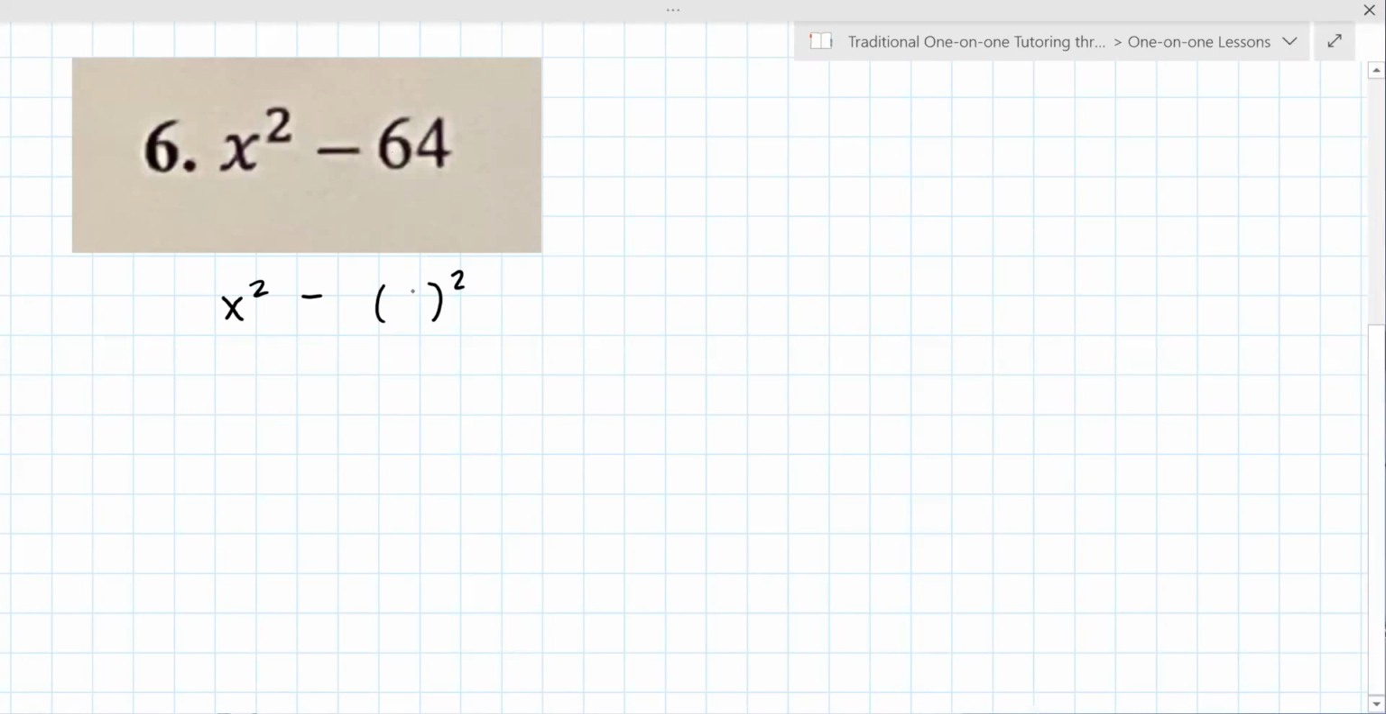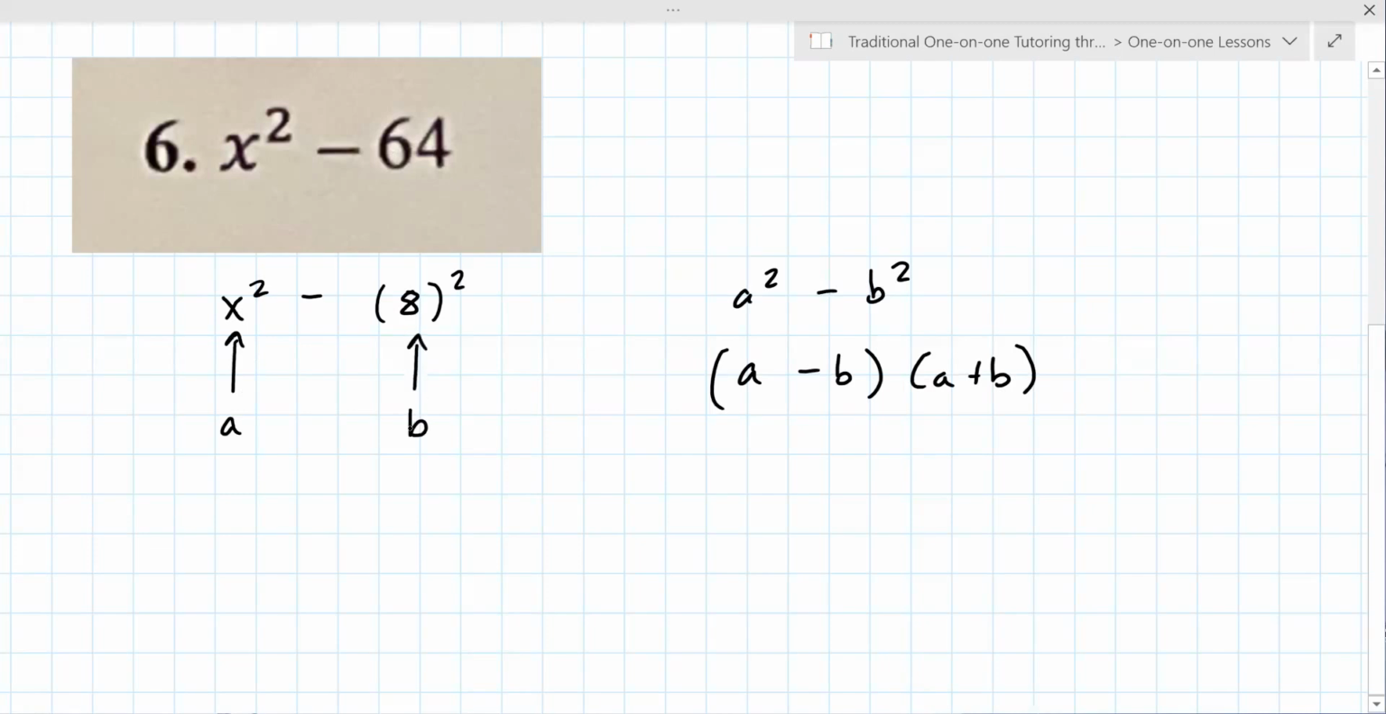8. Perfect. So again, our goal is always a squared minus b squared. And it becomes a minus b, a plus b. So in your problem, x is a, and 8 is b. So this becomes x minus 8, x plus 8.